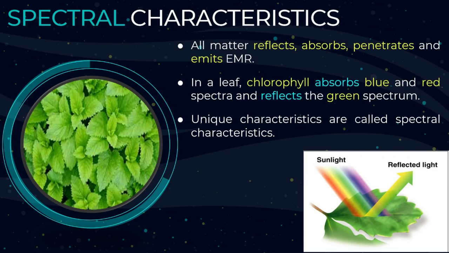It is obvious that all the matter on Earth's surface emits, absorbs, and reflects electromagnetic radiation. For example, if we consider why a leaf looks green, there is a chemical called chlorophyll, and it absorbs blue and red spectra and reflects the green spectrum. That's how a leaf gets its green color. In other words, the way electromagnetic radiation interacts with objects is different from object to object. So these unique characteristics of matter are called spectral characteristics.